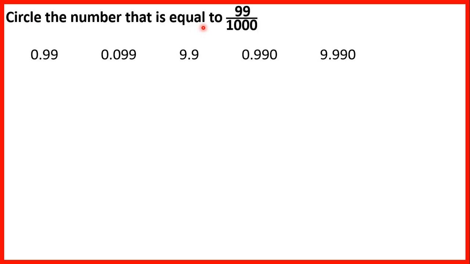Circle the number that is equal to 99 thousandths. So here we have decimals, and we need to remember that the first digit after the decimal point tells us how many tenths we have, then the second digit tells us how many hundredths, and it's the third digit that shows how many thousandths we have. So we have 99 thousandths, and the denominator of 1,000 tells us that we need 3 digits after the decimal point, because our third digit after the decimal point is our thousandths digit.